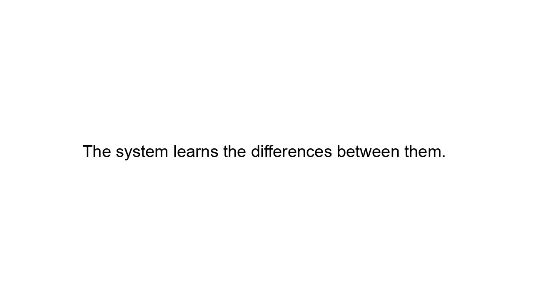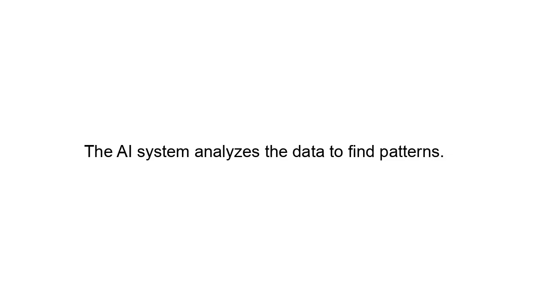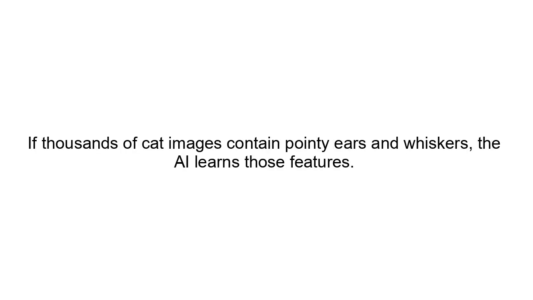Step 2. Train a model. The AI system analyzes the data to find patterns. Example: if thousands of cat images contain pointy ears and whiskers, the AI learns those features. This training process builds a model.